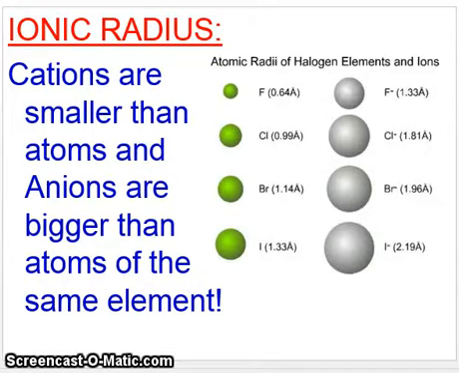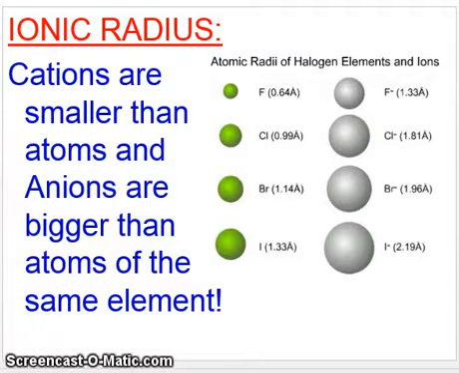Here we say that cations are smaller than atoms and anions are bigger than atoms of the same element. What we're saying is if you become a negative ion, you actually become bigger. If you become a positive ion, you become smaller. And that's kind of the idea. So hopefully this concept makes sense.